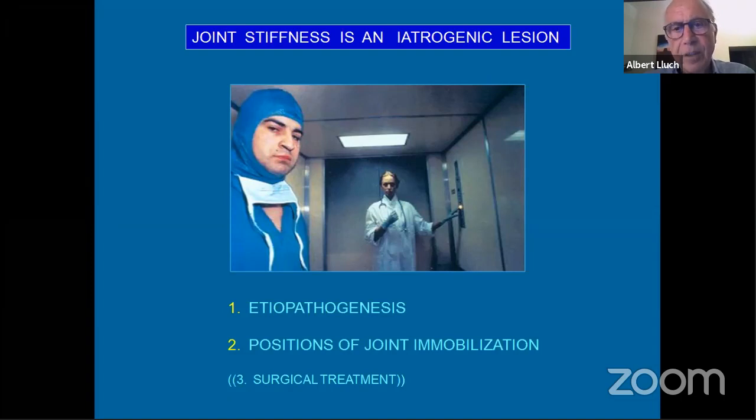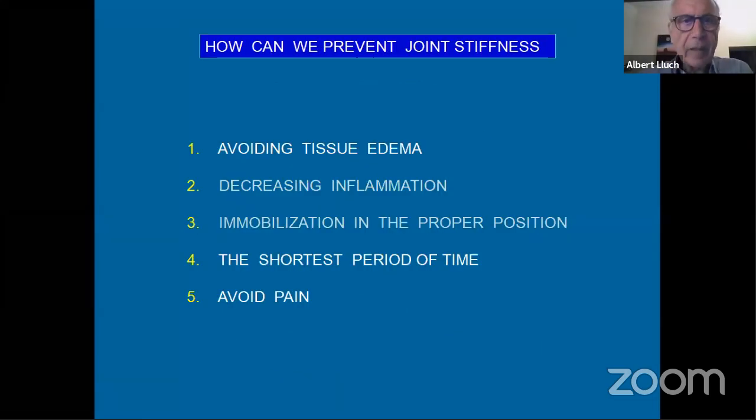So it is very important to know that joint stiffness should never occur when treating a hand injury, unless there is an injury to the joint. In order to talk about this, we'll talk about the etiopathogenesis, and we'll talk about positions of joint immobilization. We will not be talking about surgical treatment, just a couple of words. But how can we prevent joint stiffness? Avoiding tissue edema, decreasing inflammation.